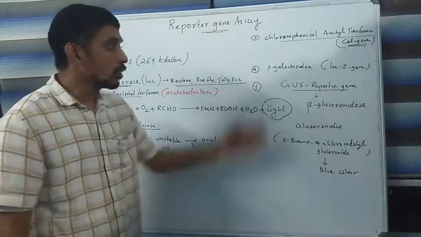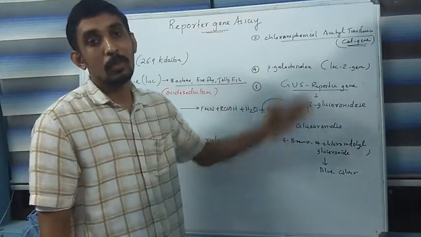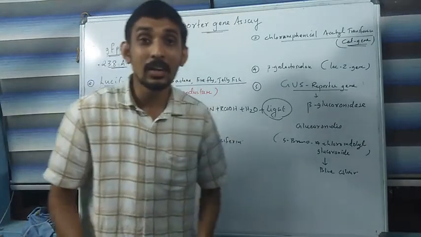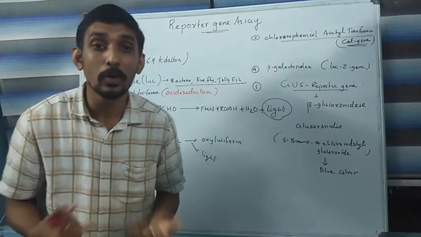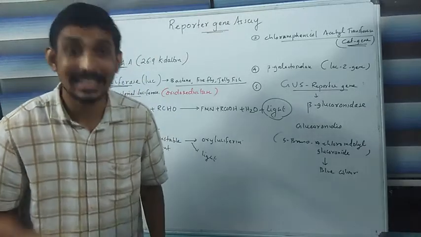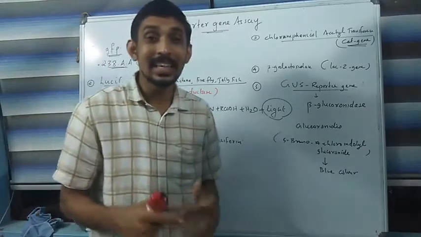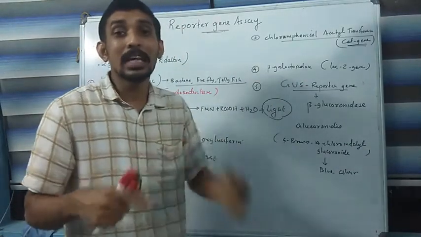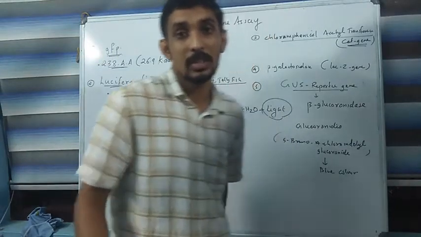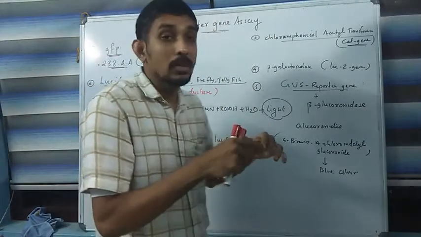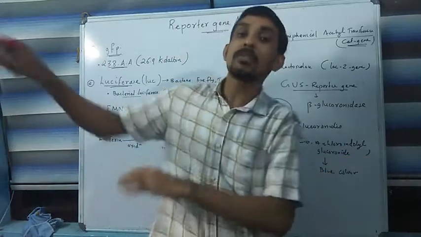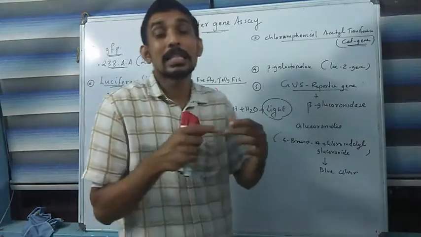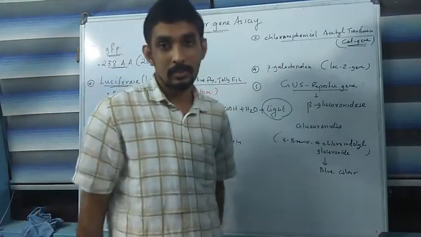When we move to the fourth type, the fourth type of reporter gene is called the LacZ gene. These LacZ genes are usually found within the operons of lactobacillus. LacZ is a gene which produces an enzyme called beta-galactosidase. The main function of beta-galactosidase is to cleave galactose. So beta-galactosidase can be used as a good reporter gene.